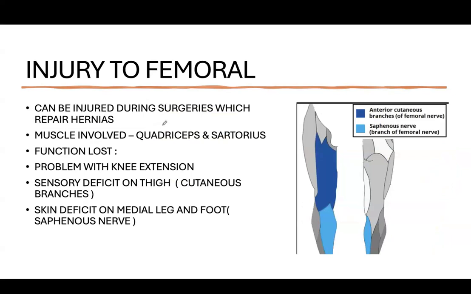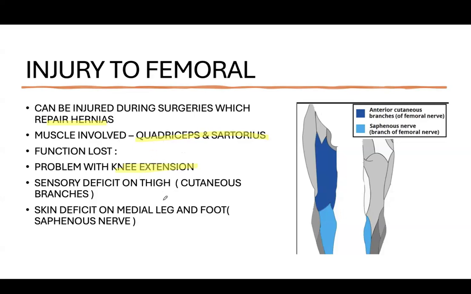Now, if you have an injury to the femoral nerve, the most common scenario is during surgeries which repair hernias, right? You studied different types of hernias, and there's a few associated with the femoral, like with the inguinal ligament, and all of that is in very close proximity to the femoral. So if they're being fixed, then the femoral nerve can be damaged. The muscles involved would be the ones that are supplied by the femoral, which is quadriceps and sartorius, right? The four muscles, the vastus muscles, and yeah. The function lost would be knee extension, which is the job of the quadriceps, so that would be lost.